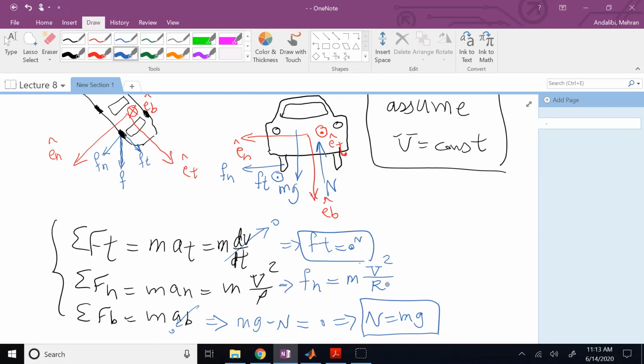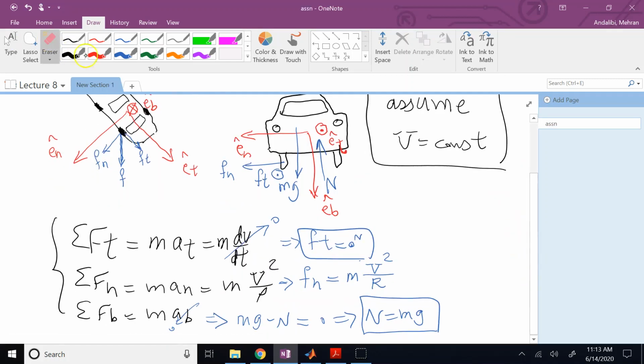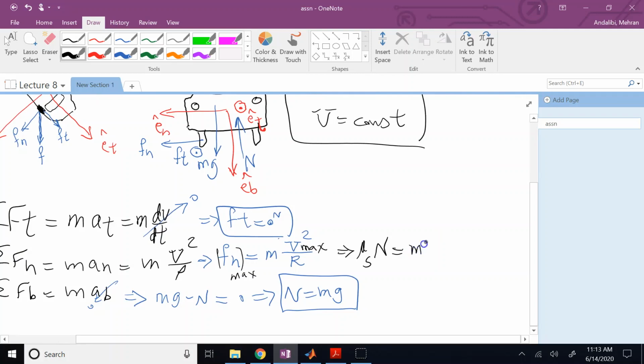Now, it says what is the max velocity that you can go through. So if you want max for v, since m and r are constant, then when the right hand side is max, the left hand side should be max, right? And the question is, when is it that you would get maximum friction? Based on what we know, the maximum friction a surface can generate is mu s times what? Times N. This is equal to m v max squared over r, right?